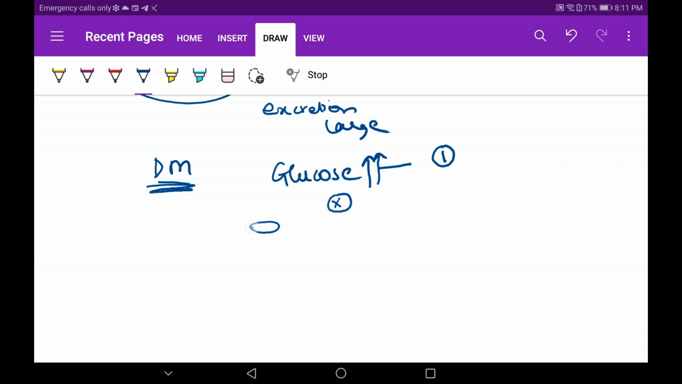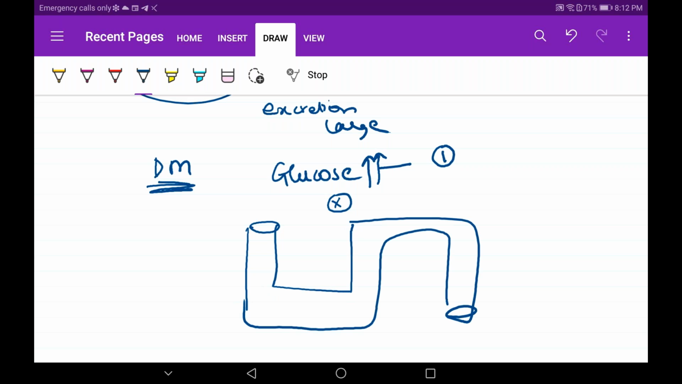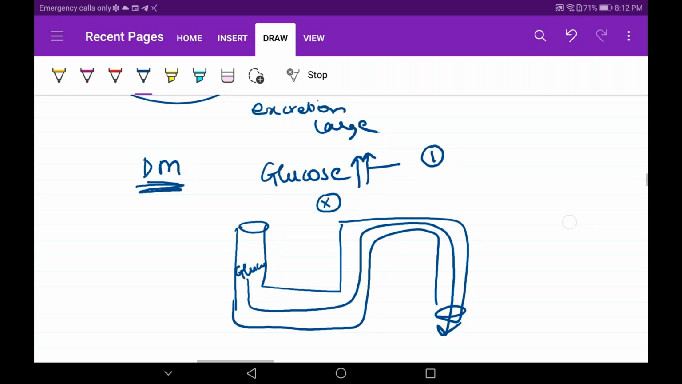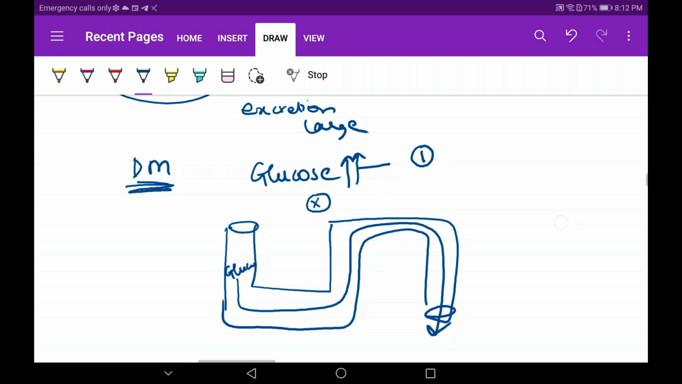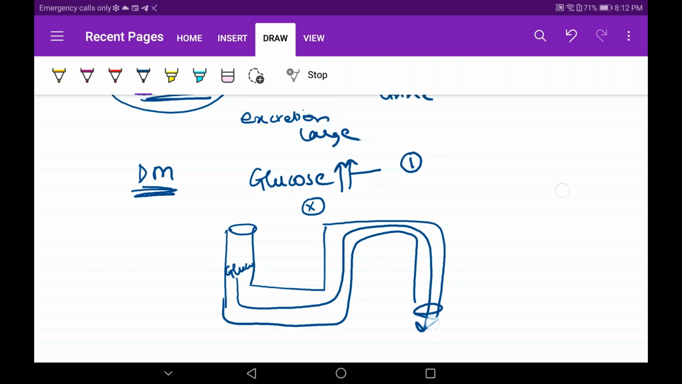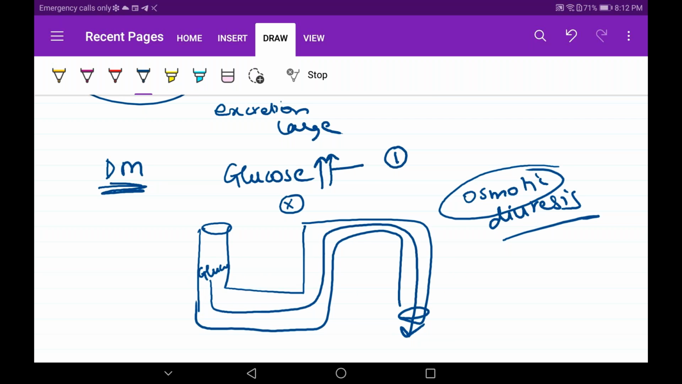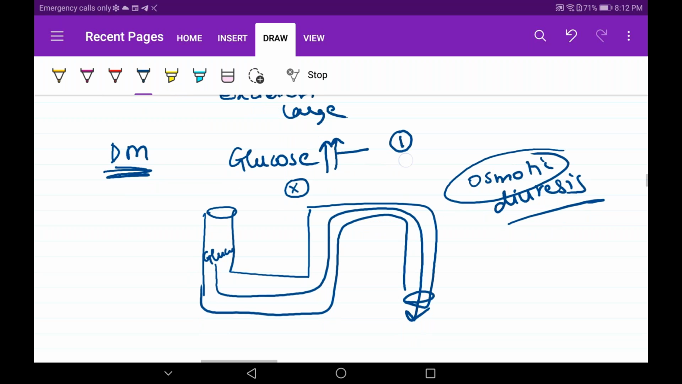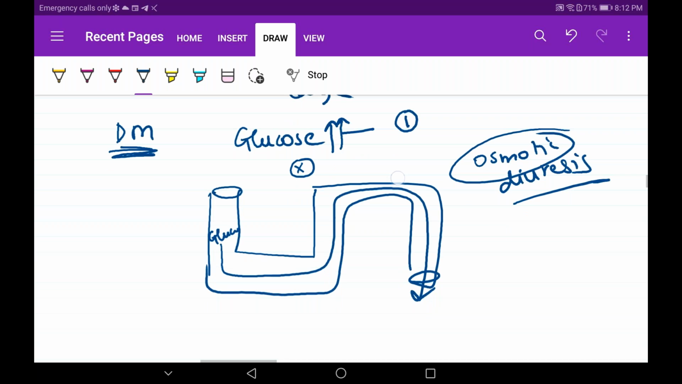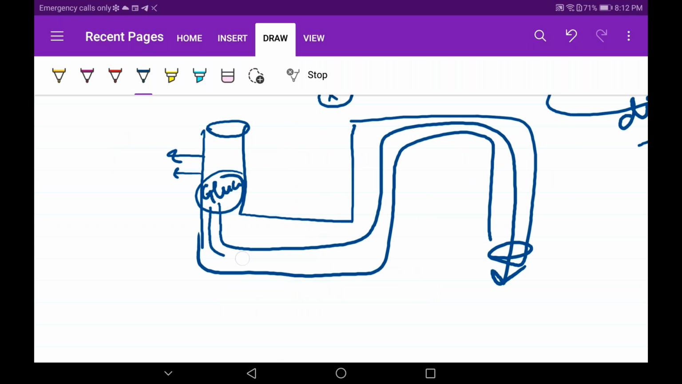So now, when you see the PCT and the whole nephron, when the concentration of glucose increases, this fellow will get excreted out. So now I am giving a special name for this: osmotic diuresis, nothing but osmotic diuresis. Why am I giving this name? Since there is more amount of solute, the glucose, and it is not getting reabsorbed, there is diuresis of this, and due to the increased solute concentration from glucose, I will give the name osmotic diuresis.